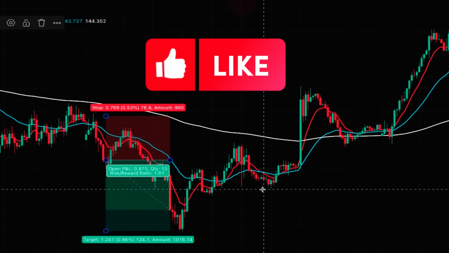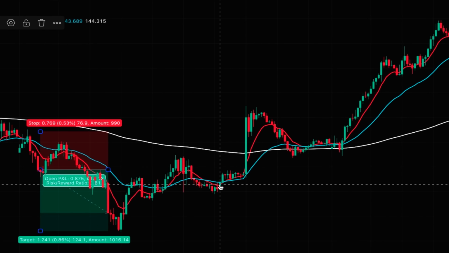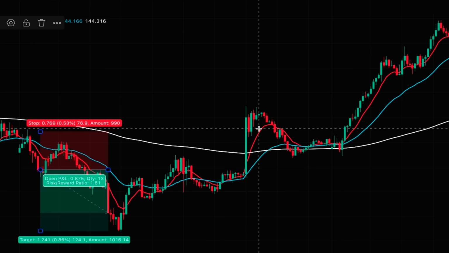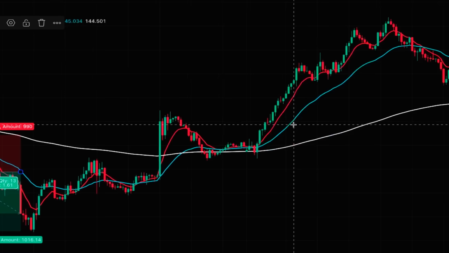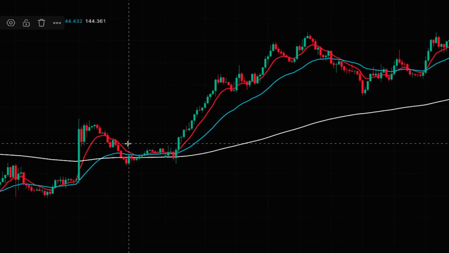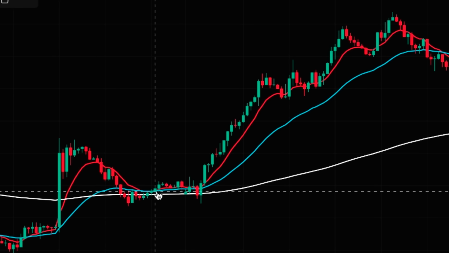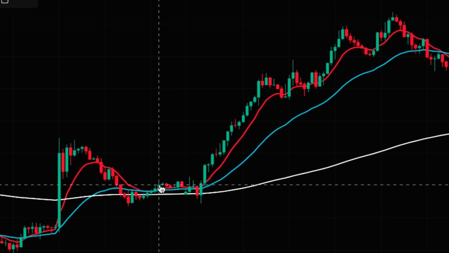Alright, here again you can see that the red line crossed above the blue line, but the price just kept advancing and went above the EMA 200, telling us that now we are in an uptrend and we should look for long position opportunities. Here you can see that the red line went below the blue line, and here it closed back above the blue line as you can see.